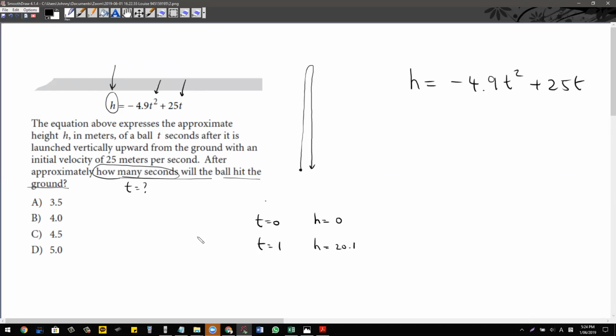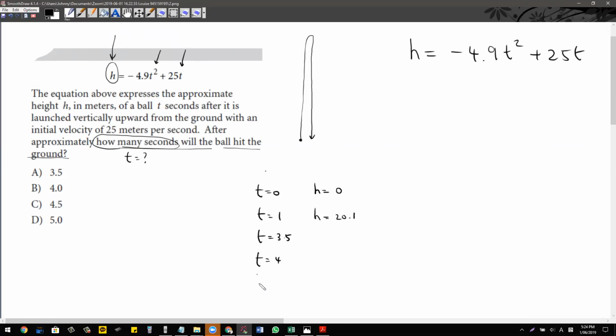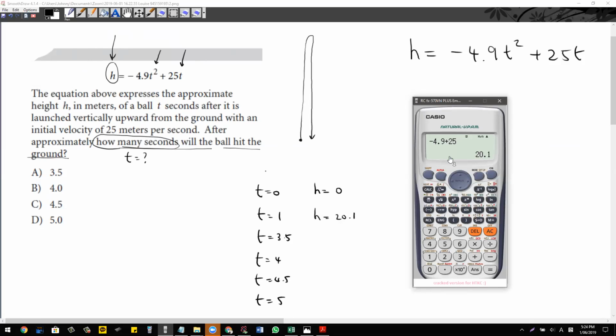And we can keep doing it. Let's plug in 3.5, because it says 3.5, right? We can plug in 4, we can plug in 4.5, we can plug in 5 there. However, this is going to take a long time, right? But anyway, we can just try, just for the sake of explanation, because you're not so familiar with the quadratic equation, I guess.